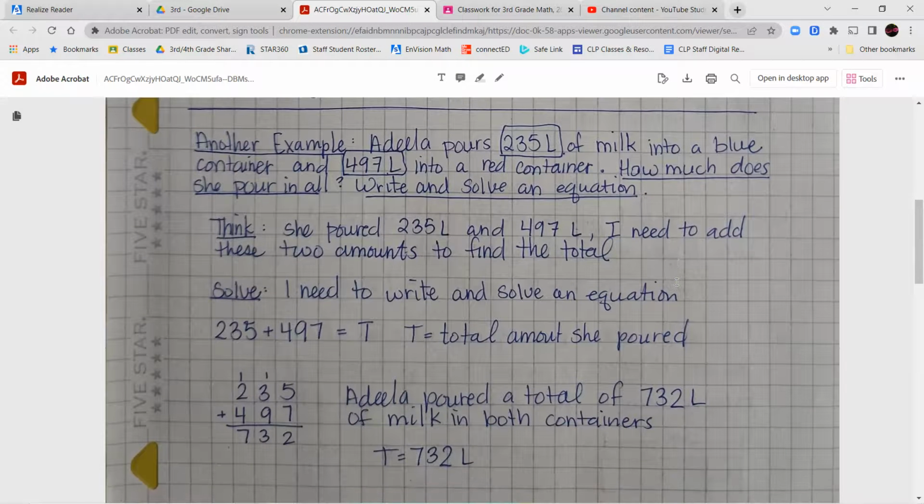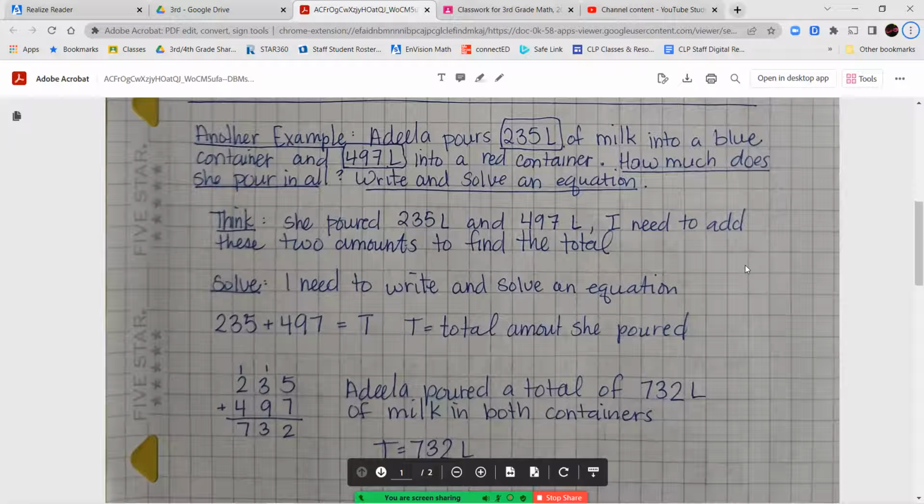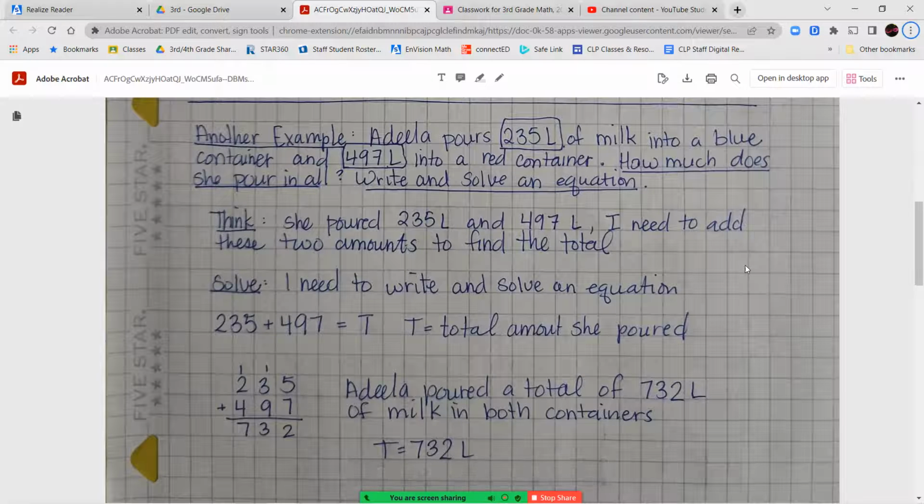Now let's take a look at another example. Adila pours 235 liters of milk into a blue container and 497 liters into a red container. How much does she pour in all? So I need to stop and think. I know she poured 235 liters and then another 497 liters. So to find how much she had in all, I need to add these two amounts together.